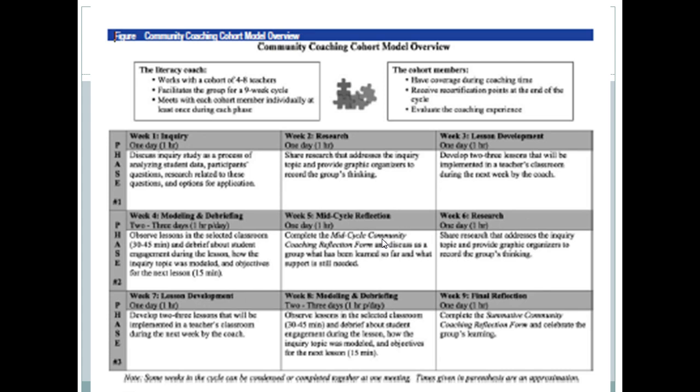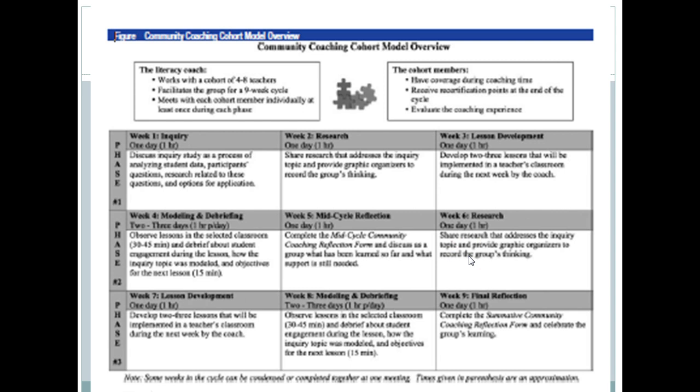Then in week 5, there's a mid-cycle reflection. So they are completing a mid-cycle community coaching reflection form and discussing as a group what has been learned so far and what support is still needed. So with however you're structuring your coaching interactions, you definitely want to find a time and a place to do this kind of midpoint check-in to monitor how it's going before you get to week 9 and find out, oh, it didn't go so well.